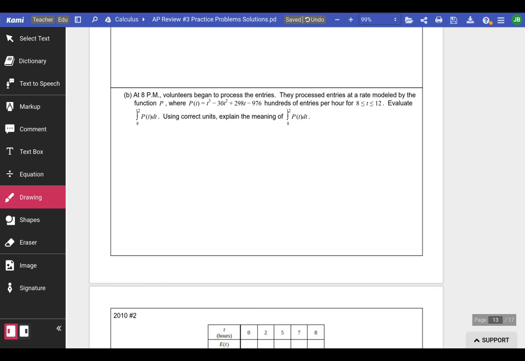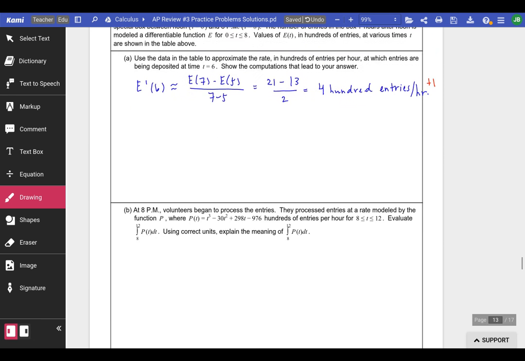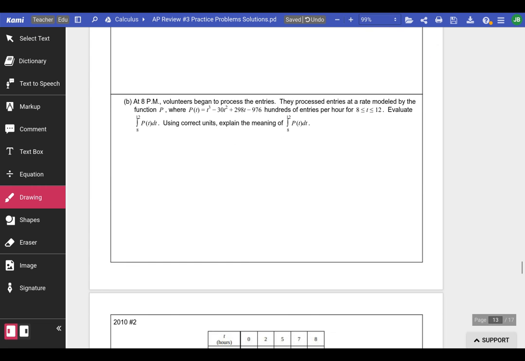For part B, at 8 p.m., after the data was collected, volunteers began to process the entries. They process them at a rate modeled by this function P. So P is a rate, measured in hundreds of entries per hour. We're asked first to evaluate that integral, so we're going to integrate from 8 to 12 of P of t dt.